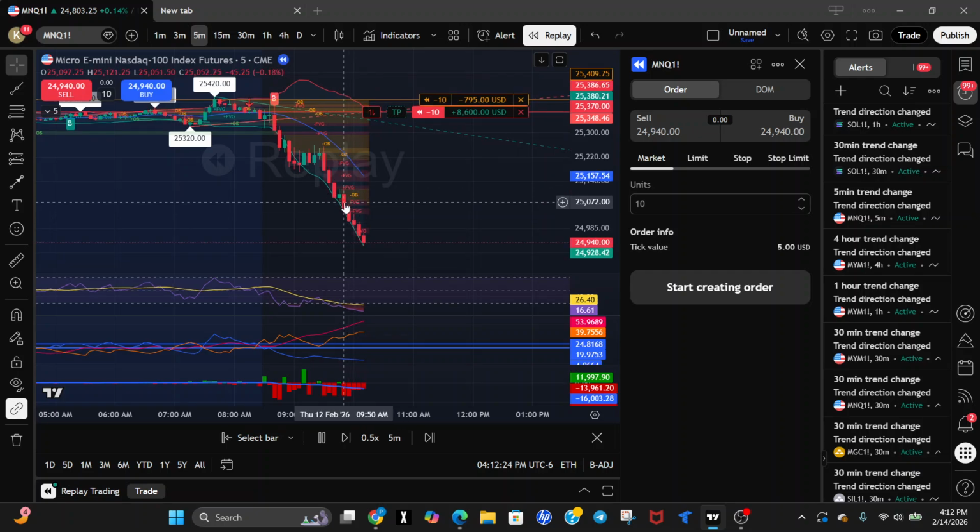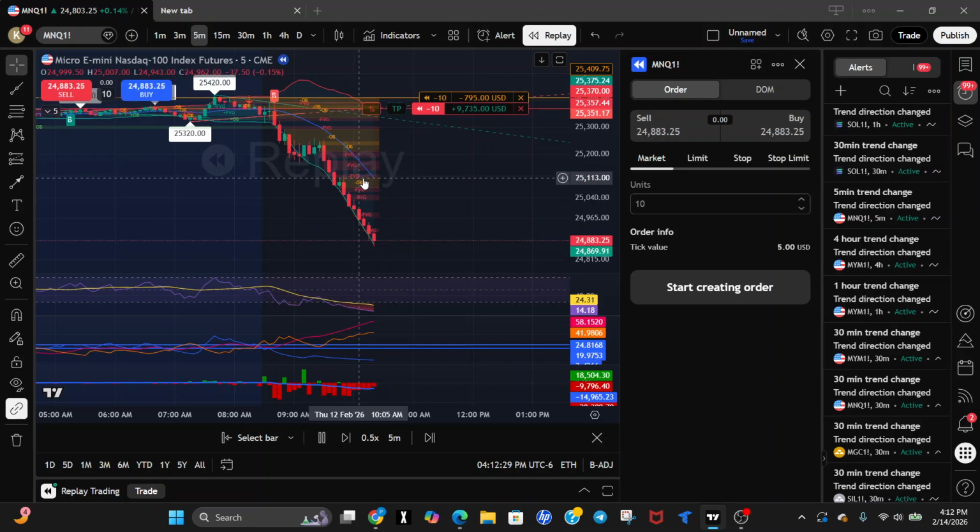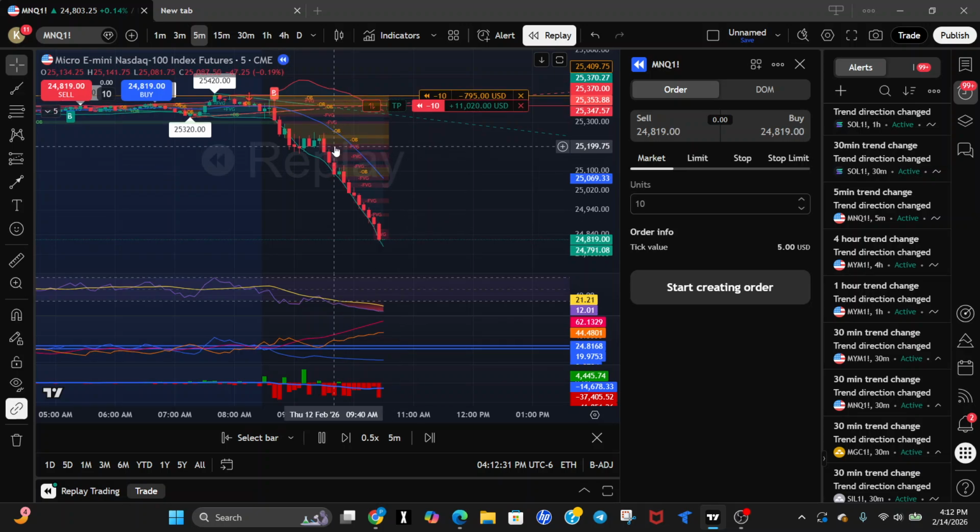Essentially, what an order block is telling you is that we had a move up and then a big move down. And then usually we'll wick into either the fair value gap or the order block.